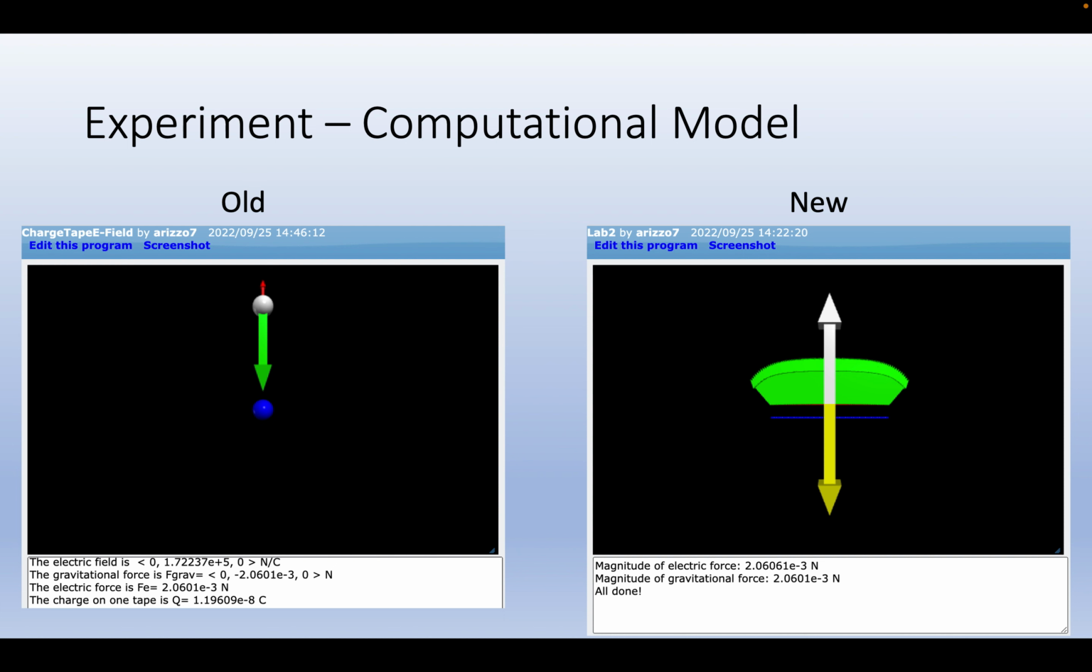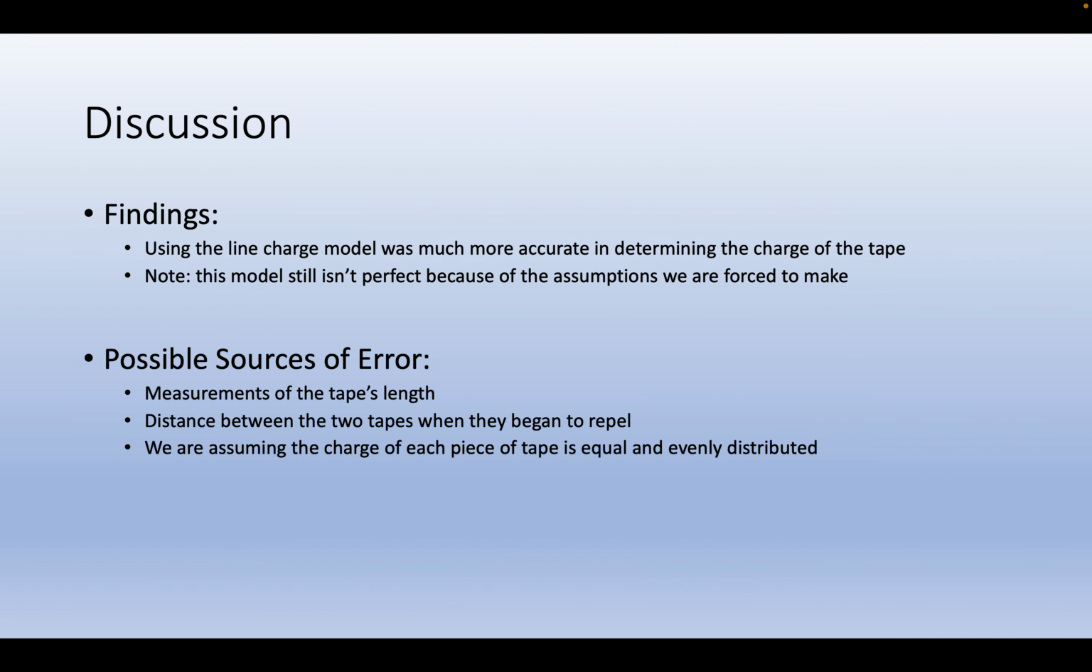So here's the final result. This one is going to be on the right under the new model, whereas the one on the left I wanted to show was the model that we created from Lab 1, so we can compare the data found there. So for the findings, this line charge model that we just made was much more accurate in determining the charge of the tape. Note, this model still isn't perfect because of the assumptions that we are making here.